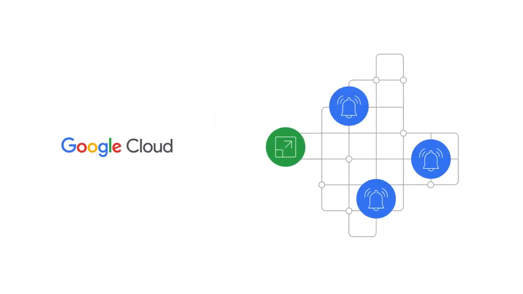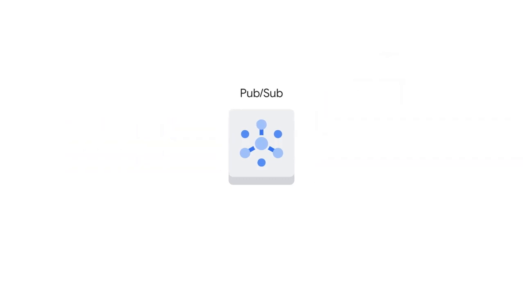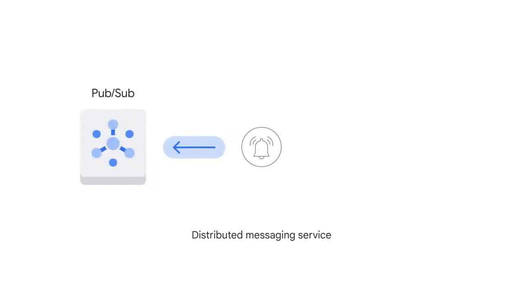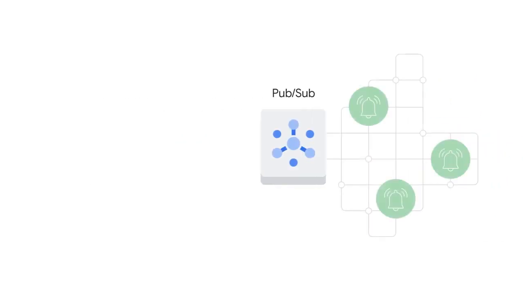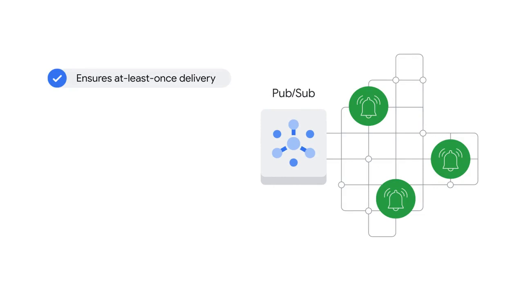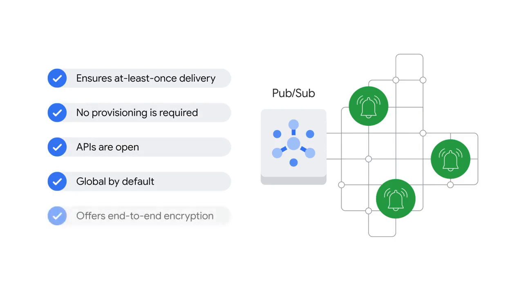Google Cloud has a tool to handle distributed message-oriented architectures at scale, and that's PubSub. The name is short for Publisher-Subscriber, or Publish Messages to Subscribers. PubSub is a distributed messaging service that can receive messages from a variety of device streams, such as gaming events, IoT devices, and application streams. It ensures at least once delivery of received messages to subscribing applications with no provisioning required. PubSub's APIs are open, the service is global by default, and it offers end-to-end encryption.